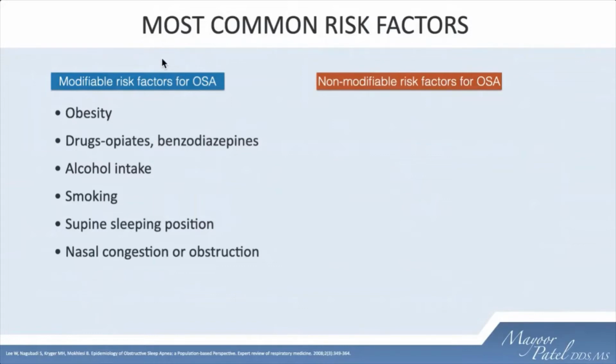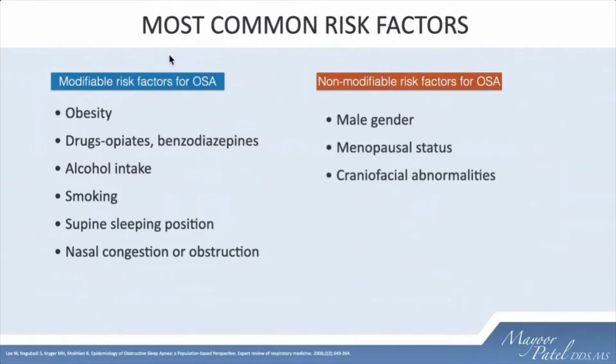But then we also have another list, which is non-modifiable, the first being male gender. I make a joke, it is a joke, but you know, even though male gender is the gender that's at higher risk, I suppose with gender flipping that can be done nowadays, I'm not sure if that will change that. Totally a joke. Menopause status, something we'll talk about briefly. Craniofacial abnormalities, we're going to touch on that as well. Genetics has a role here.